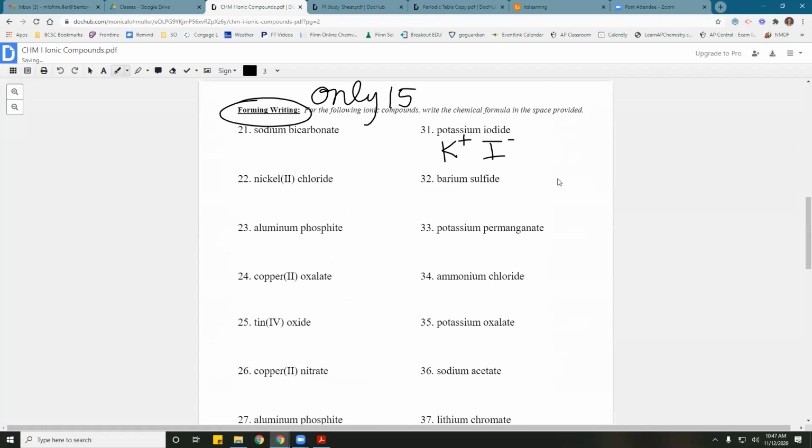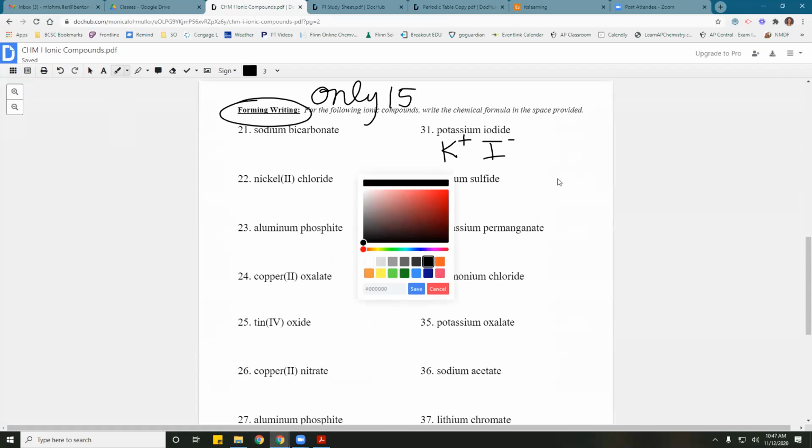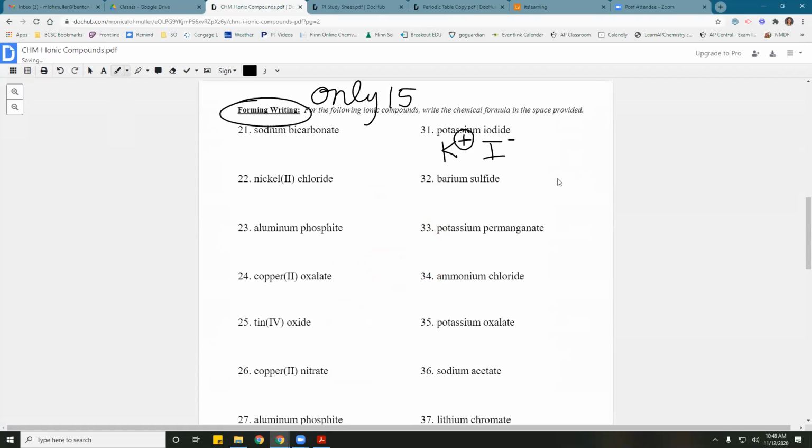Okay, so then I have the -1. Again, just the negative without a number after it means -1. So looking at the two charges, like here and here, if they add together to make 0, then you can just write it as it is. So the answer for this one is KI.